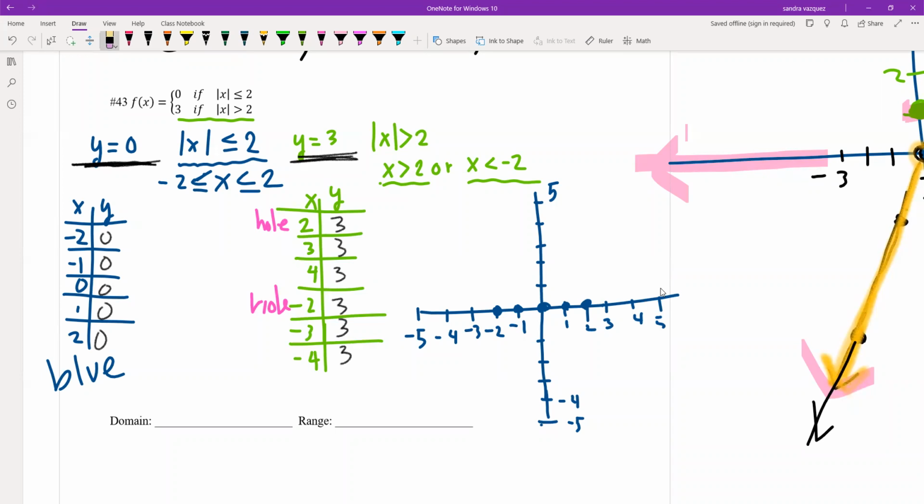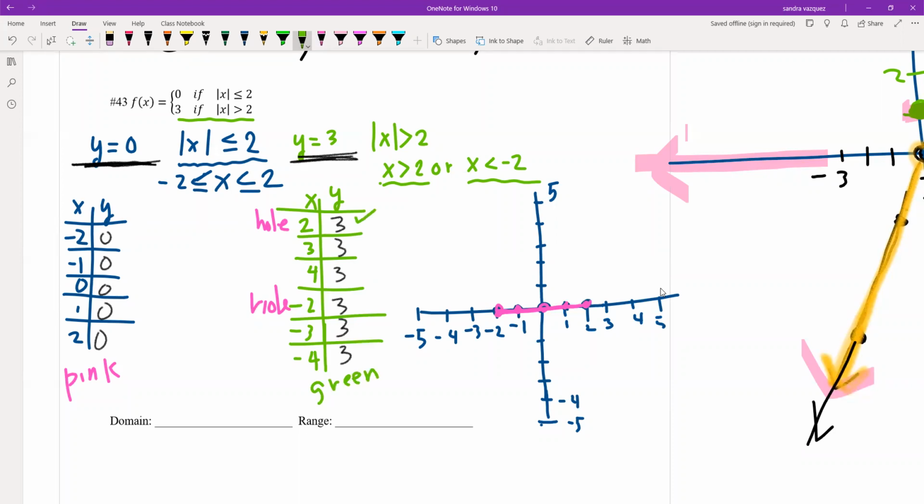And you know what? I'm gonna change the color. I'm gonna make it pink. And so if I connect all of these dots, I just have this line right here. Okay, now I'm going to do the other one, and I'm gonna make the other one green.